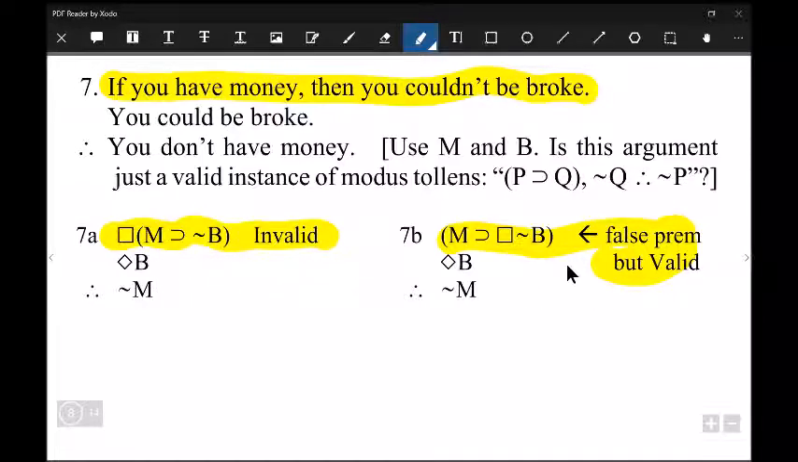How about this one? Well, it's valid, but with a false premise. This says if you have money in the actual world, then in no possible world are you broke. And that has very little to say for it. So it seems like a good argument, but it isn't. The problem is the ambiguity. You could take it two ways. Either way is a problem.